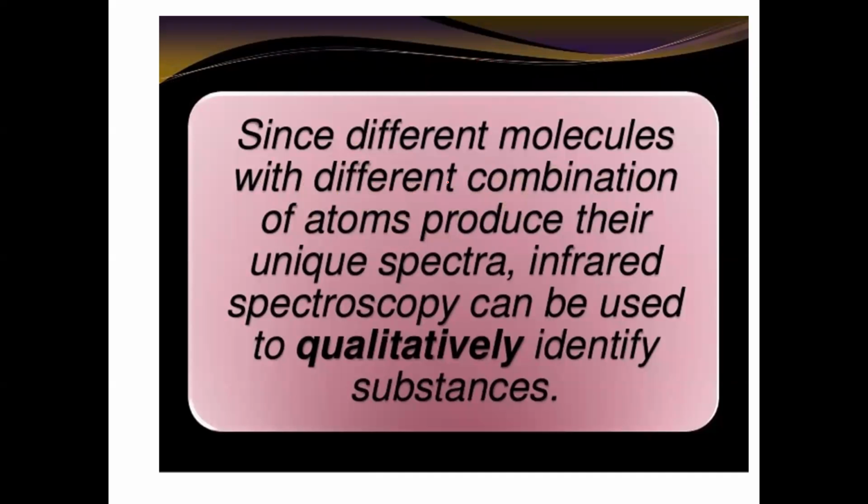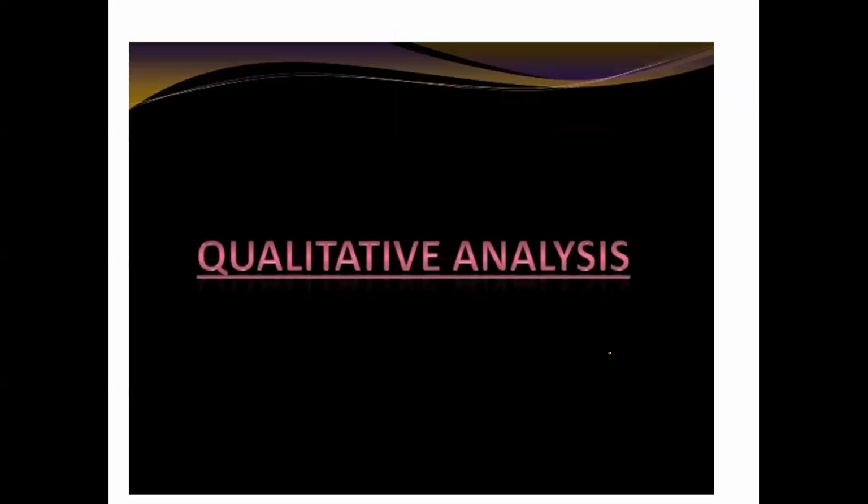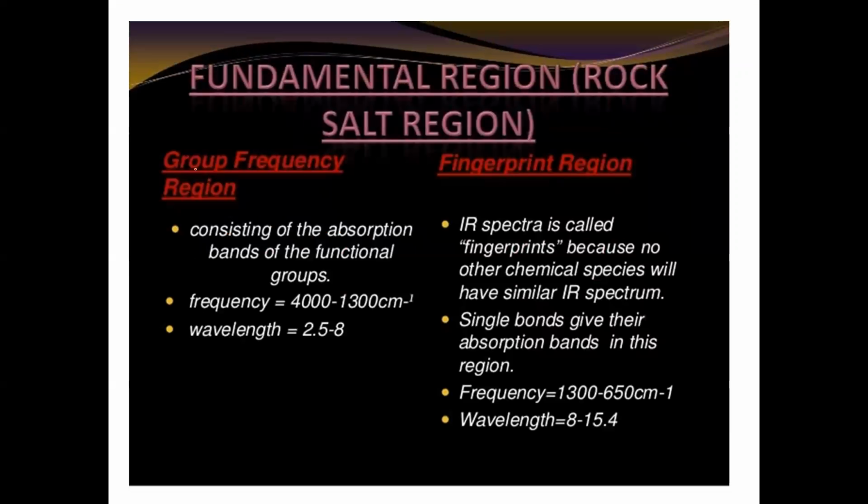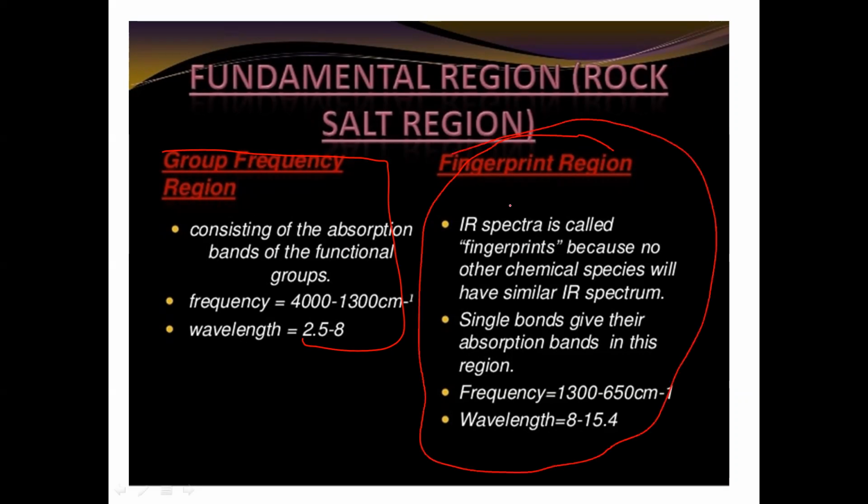Since different molecules with different combinations of atoms produce their unique spectra, infrared spectroscopy can be used to qualitatively identify substances. Okay, so what is qualitative analysis? You can see one, this is the group frequency region and this is the fingerprint region. Okay, so in the fingerprint region lots of signals, or bands, will appear.